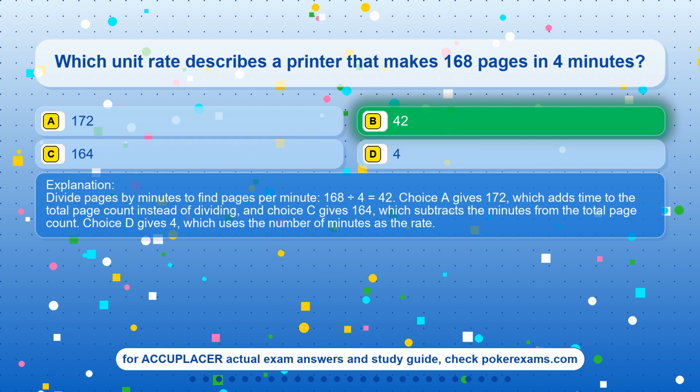Choice A gives 172, which adds time to the total page count instead of dividing, and choice C gives 164, which subtracts the minutes from the total page count. Choice D gives 4, which uses the number of minutes as the rate.